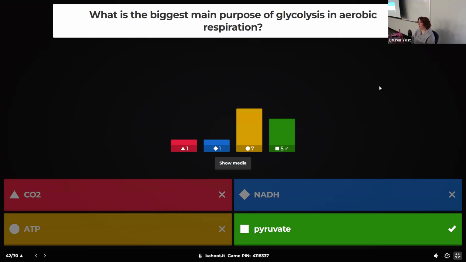If we were going through fermentation, then you would only do glycolysis. Then your real goal of glycolysis would be to make ATP if you were fermenting, right? So.